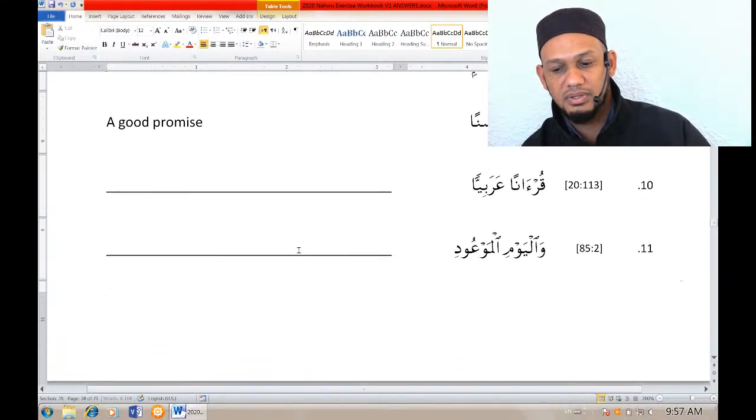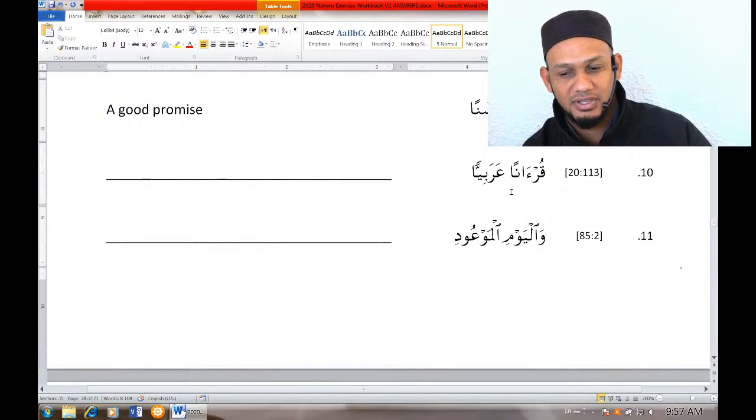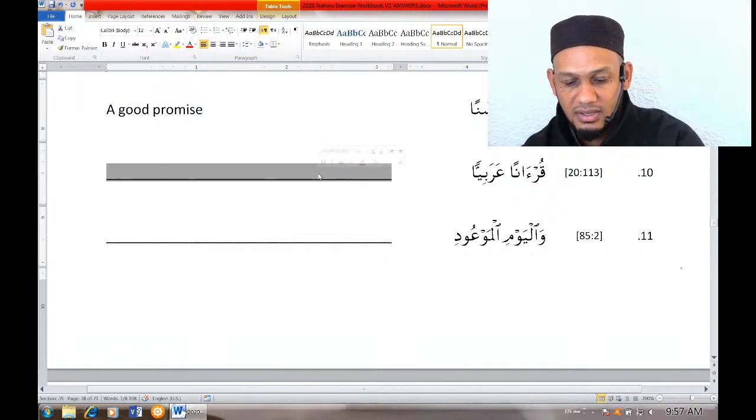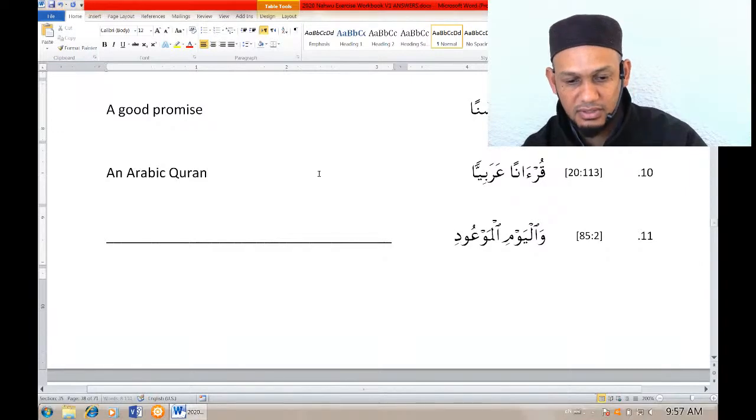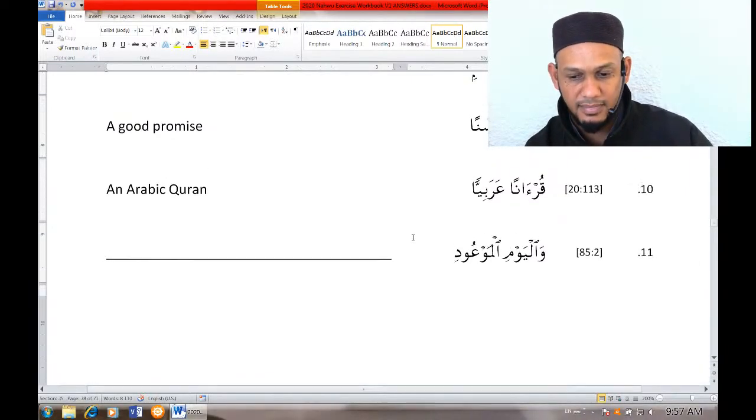Okay. Next one. Qur'anan arabiyyan. Qur'an means Qur'an. Arabiyyan means Arabic. Again, the second word is describing the first word. They match in gender, and therefore I say an Arabic Quran.